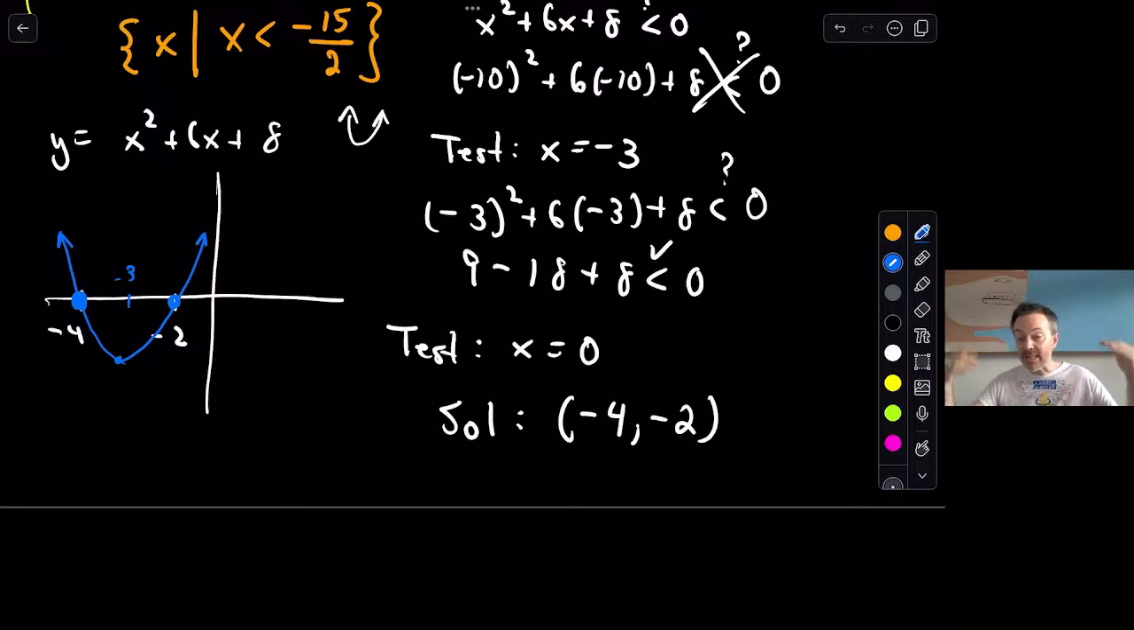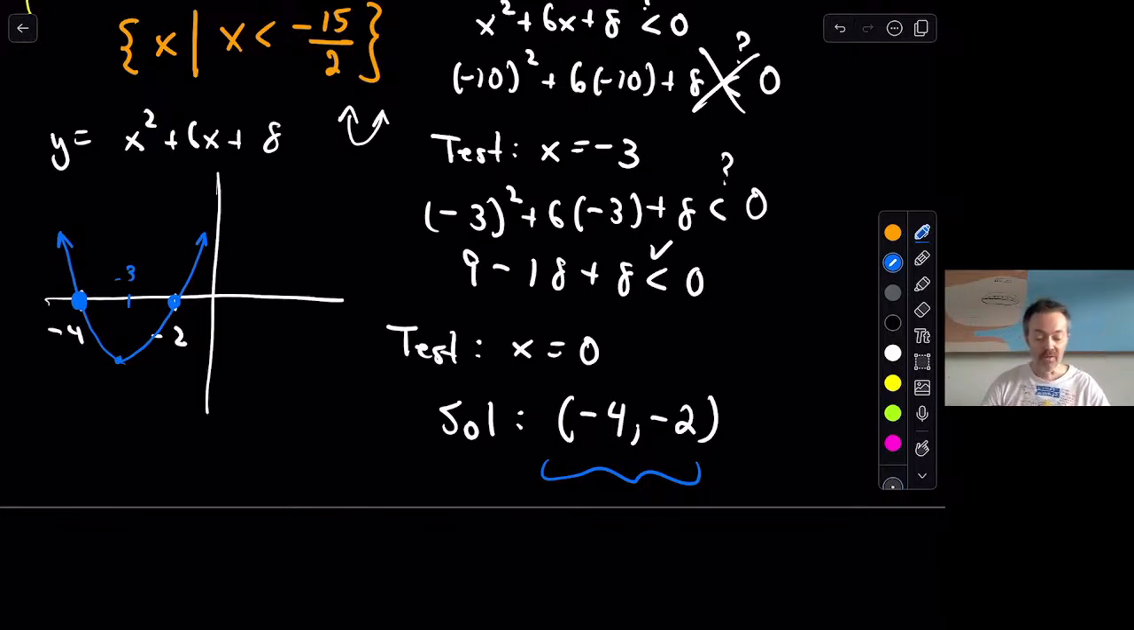So again, if you look at it in the graph, where are the y values negative? Where are they below the x-axis? Well, it's between -4 and -2. So that all kind of jives, right?